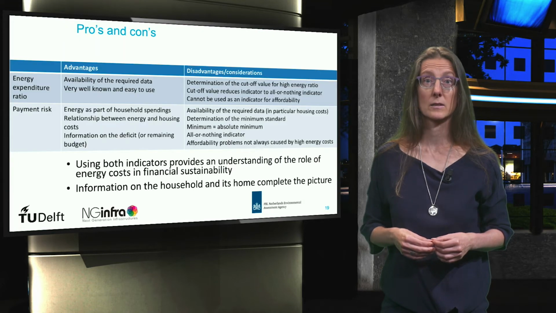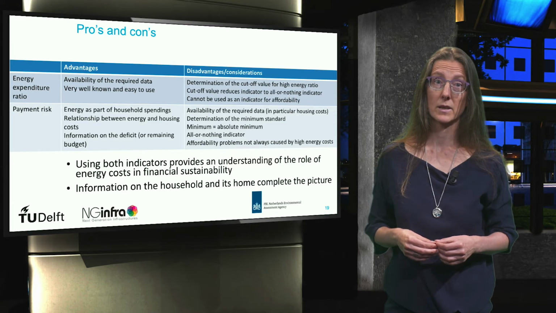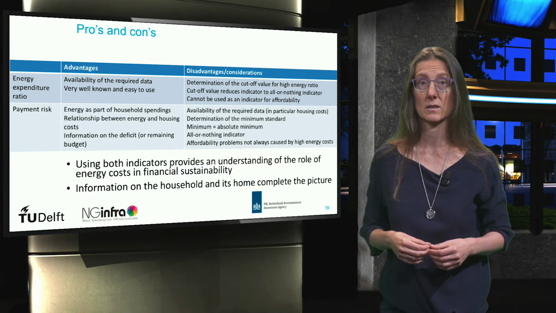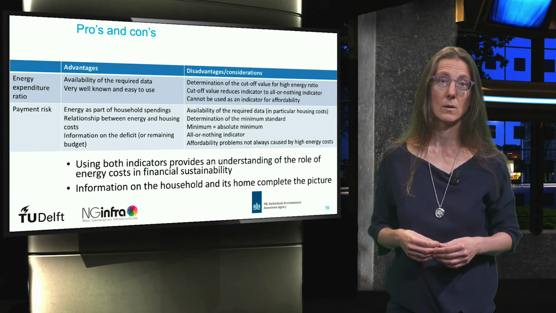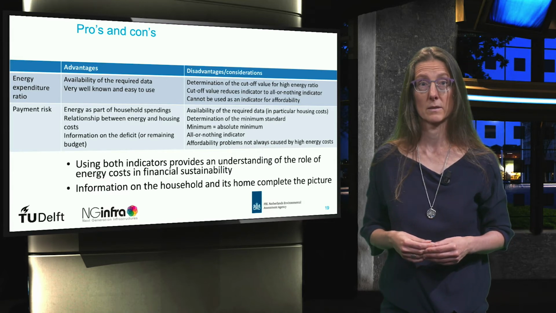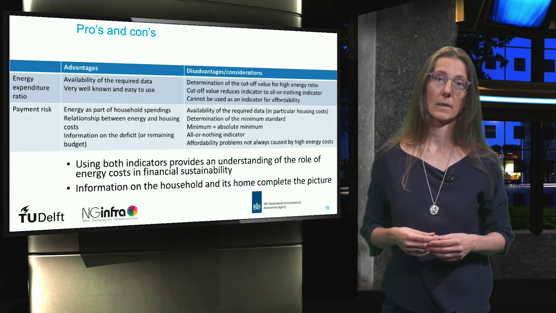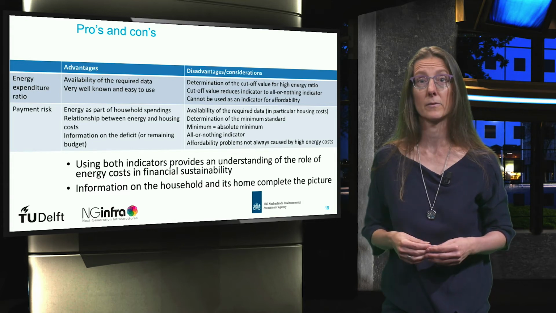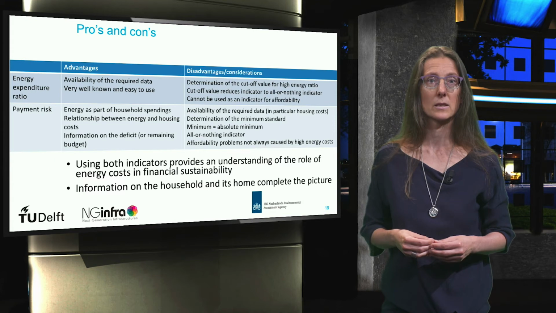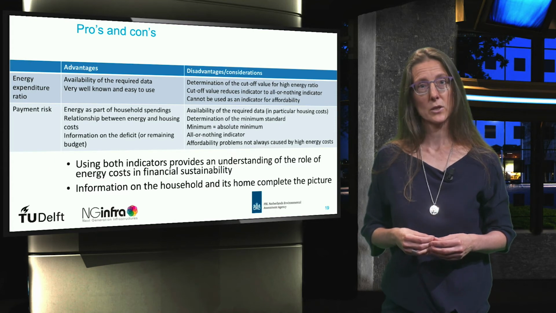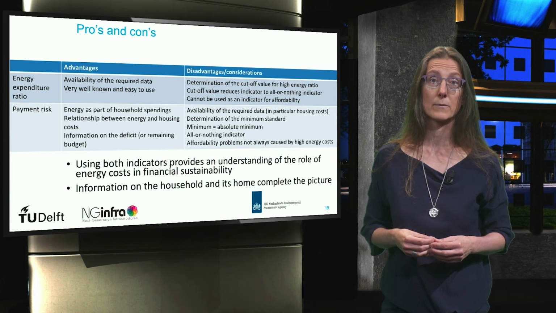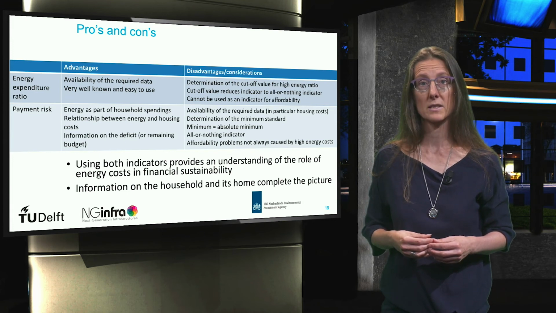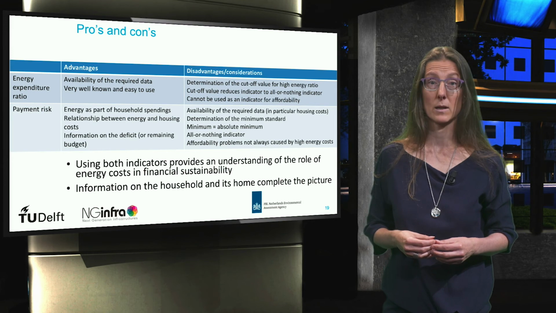This final slide summarizes the advantages and considerations for the two indicators we've just discussed. We recommend to combine the energy expenditure ratio and the payment risk indicator. This will help you to better understand the role of energy costs and other relevant factors in assessing the affordability of the energy bill. In addition, background information on households and their homes will provide leads for policymakers to develop realistic perspectives for different groups of households.